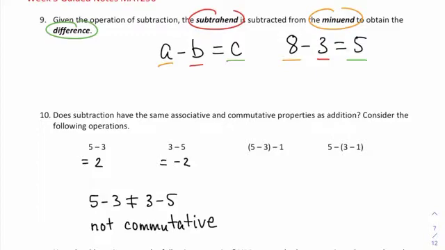Now let's consider this associative idea, that if you have 5 minus 3 minus 1, in other words, there's a pair of subtractions involved.